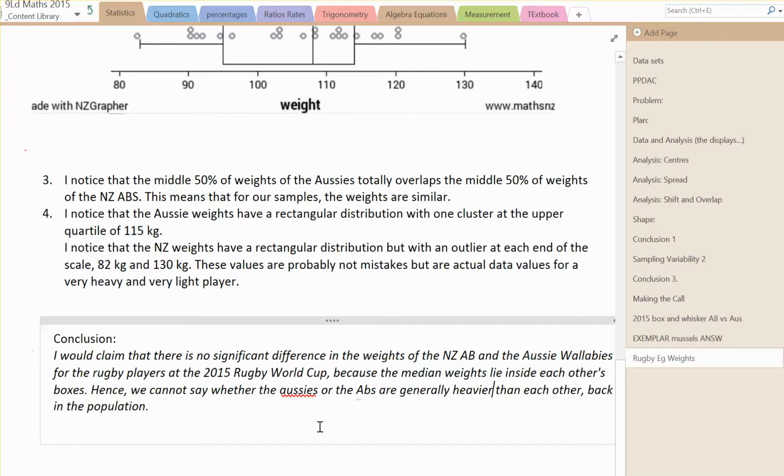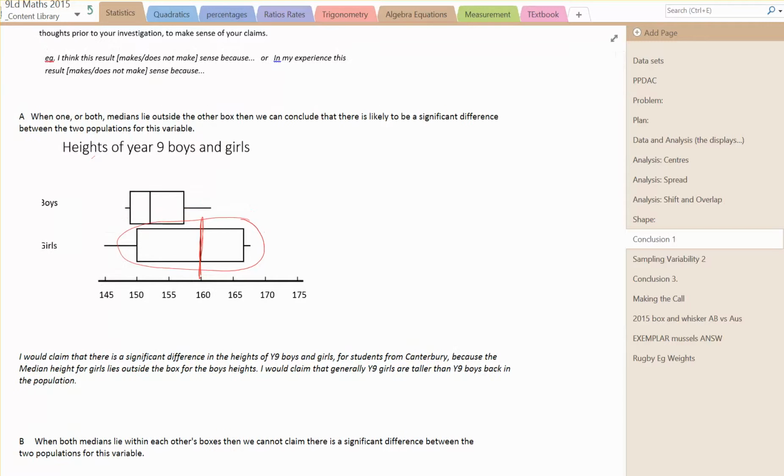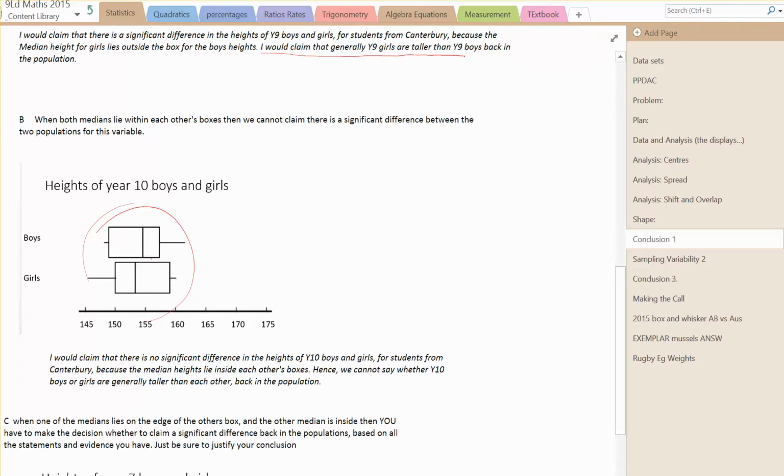Of course, if you do claim that there is a significant difference, then it's really important that you state which way that difference goes. So if we go back to our conclusion one and have a look at an example such as this one, where we can claim there is a significant difference back in the population because the median height for girls lies outside the box for the boys' heights. Remember, I would claim that generally Year 9 girls are taller. So as well as saying there is a difference, you then need to clarify which way the shift goes. In this case, that Year 9 girls would be taller. That's not necessary when you're claiming no significant difference.